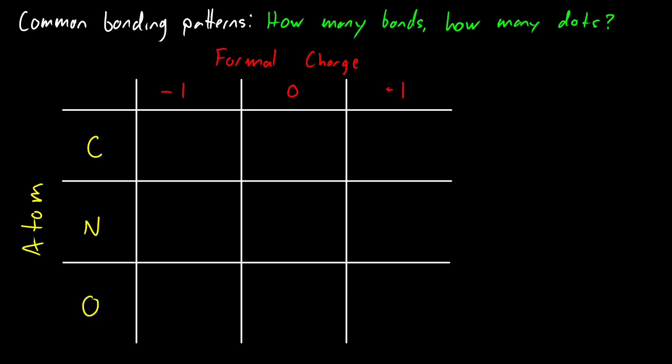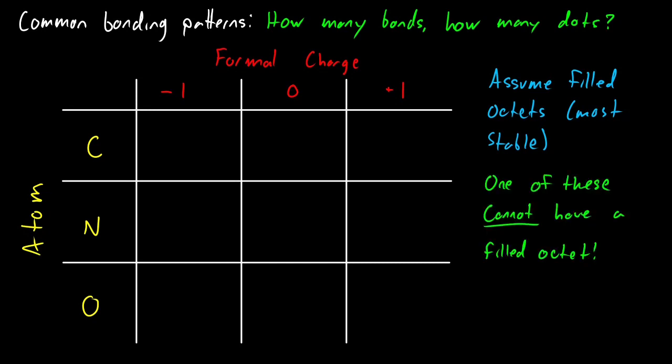As an example, let's take a look at the neutrally charged atoms. So to start here, I'm going to assume that our atoms all have filled octets because that's their most stable state. Now, one of these entries in the table will not be able to have a filled octet no matter how hard we try, and we'll talk about that a little bit later.